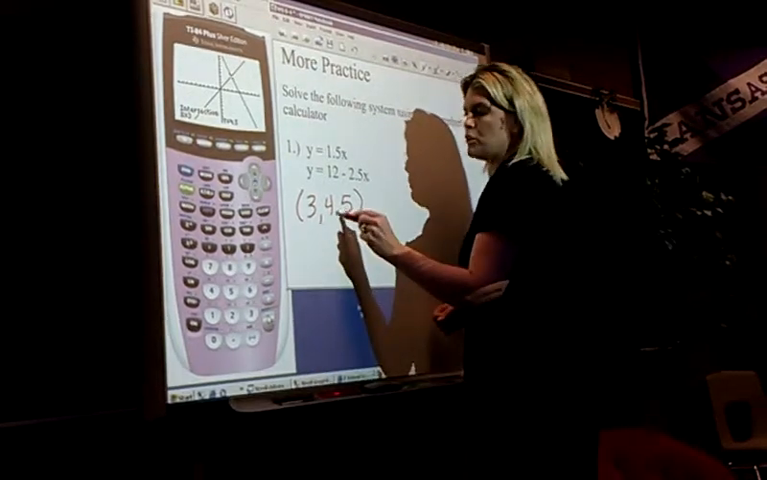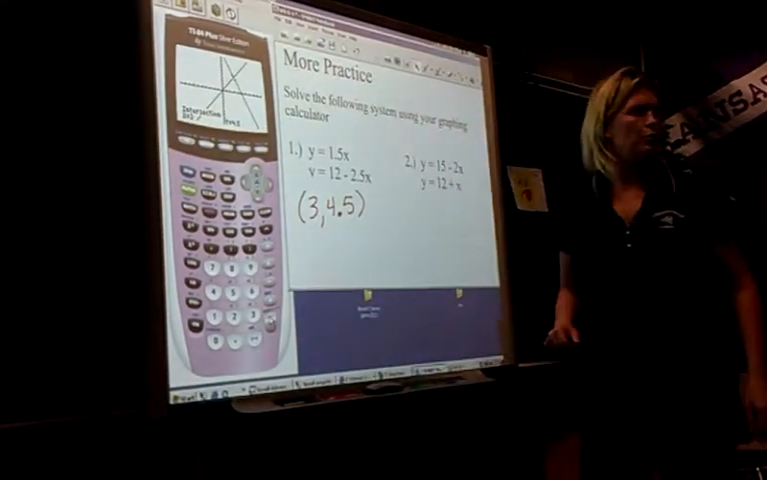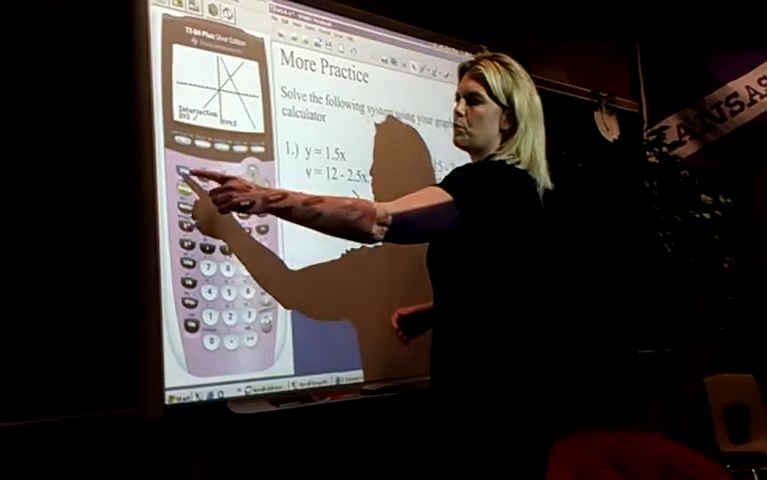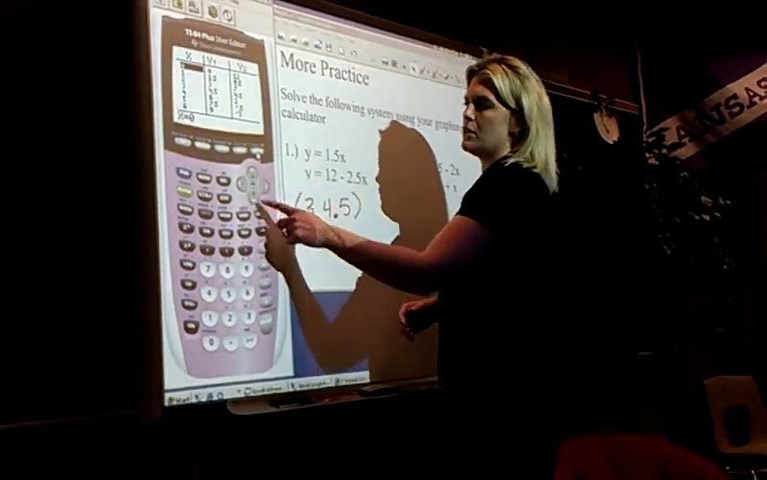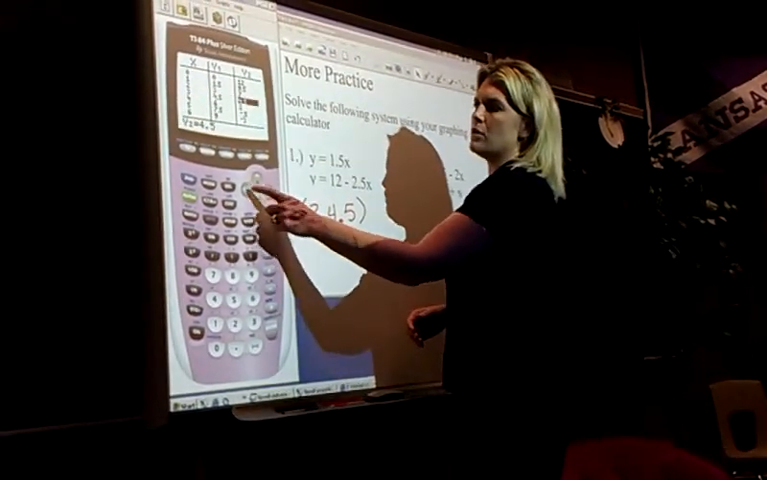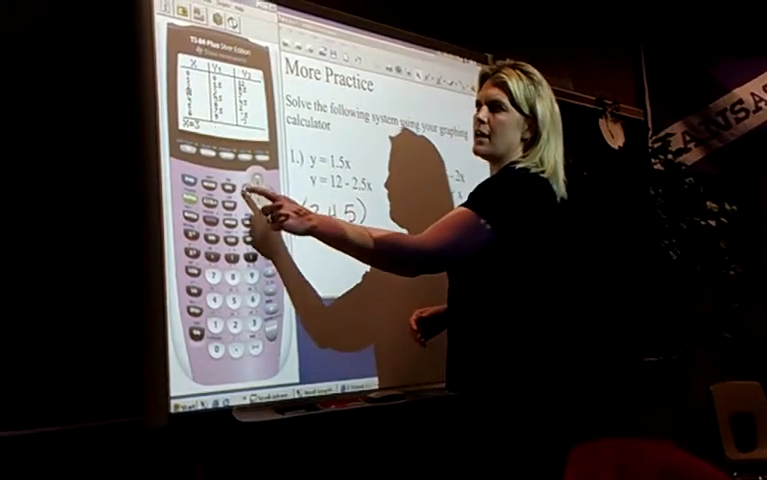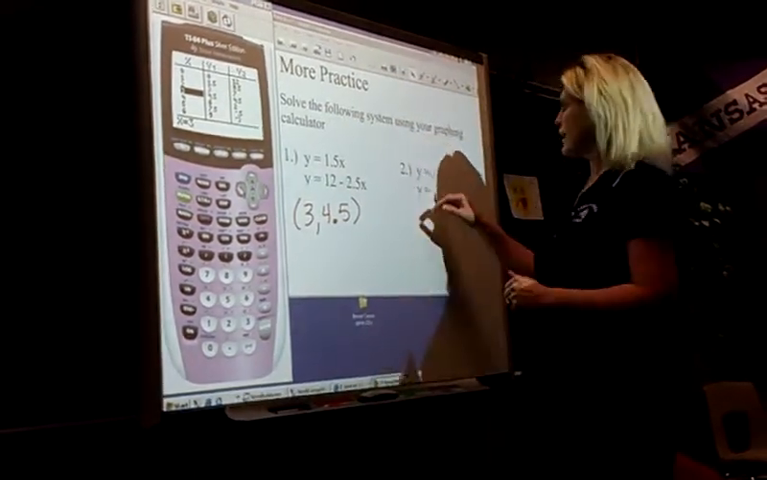Now on the table you won't see that, well, I guess it will say 3 and 4.5 because it's in the y column. So right here, y1 and y2 are the same, then I know that it's a solution. The second one, same thing.